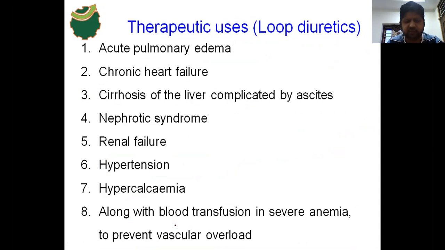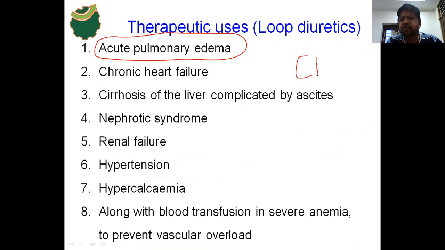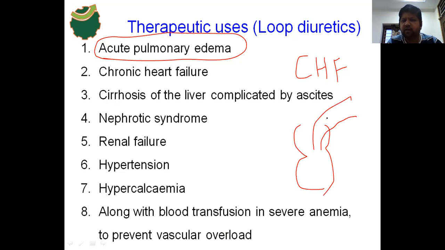Okay, and therapeutic uses: acute pulmonary edema. So this is what the thing is, acute pulmonary edema. Here what happens, as I told you, in case of congestive heart failure, the problem is the heart doesn't pump enough blood. Suppose this is your heart, this is the aorta, for example, and here this is the vena cava. Please try to understand what is happening here.